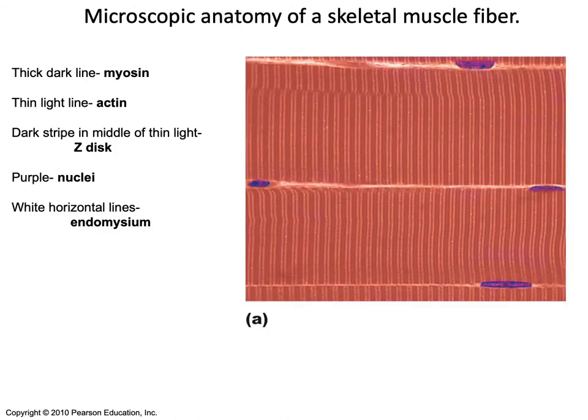So here we go. Here is dark, here is light. Here's a weird thing. What's this dark line passing through the I band? It's actually the Z disc. The Z disc anchors the actin. I'll show you a picture in a minute. The purple is nuclei. This little strand right here is actually the endomysium, the wrap around each cell. So this is a cell, this is a cell.